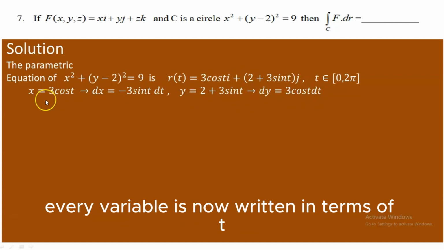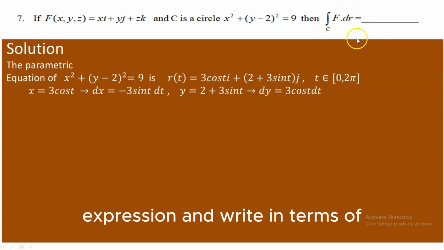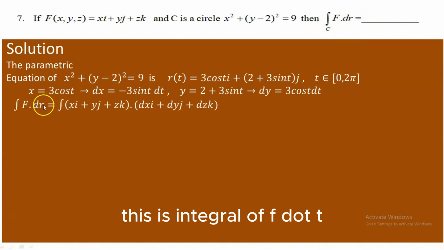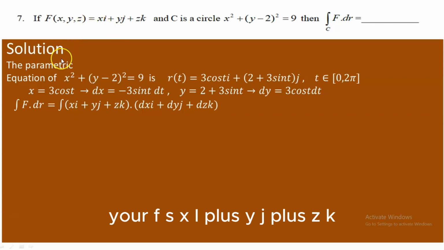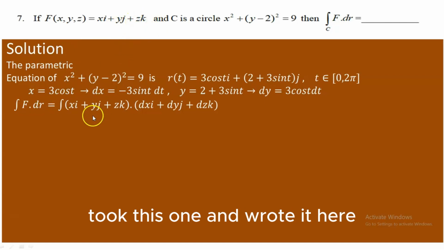So dear students, every variable is now written in terms of t. Later, when I use these expressions and write everything in terms of t, the integral can be obtained. The integral of f dot dr is going to be like this, as given here. Your f is xi plus yj plus zk, so I just directly took this and wrote it here.